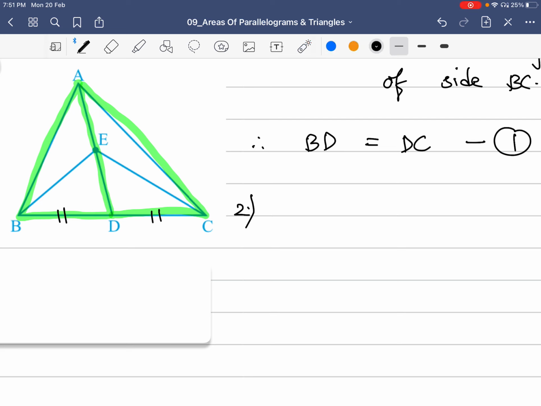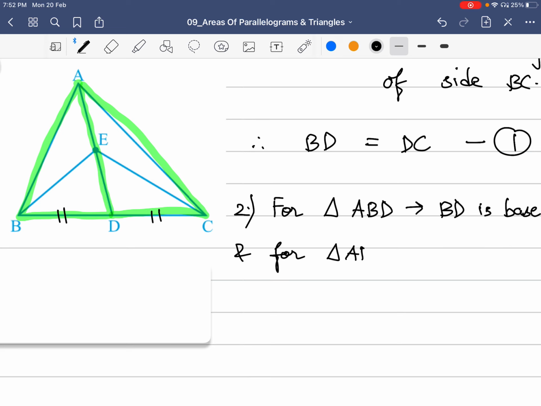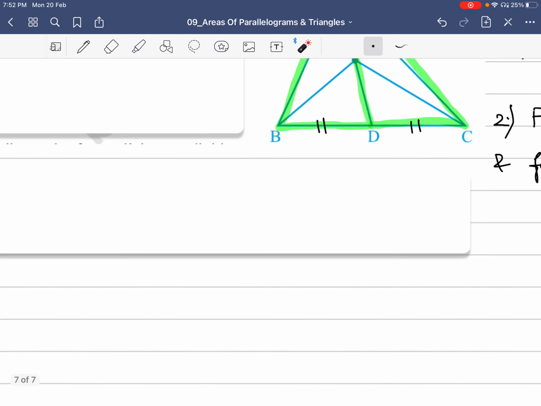In fact, let's make a note of it. For triangle ABD, BD is the base. And for triangle ADC, DC is the base. And we all know that these two bases are equal to each other. From this equation number 1, BD is equal to DC. Now, if the bases of triangles are equal and if they lie between two parallel lines, then the area of triangle is equal. This is an important theorem, which in fact I have noted down here again.